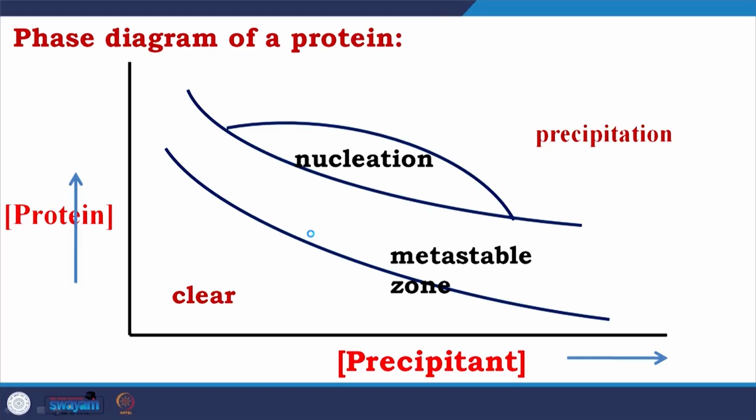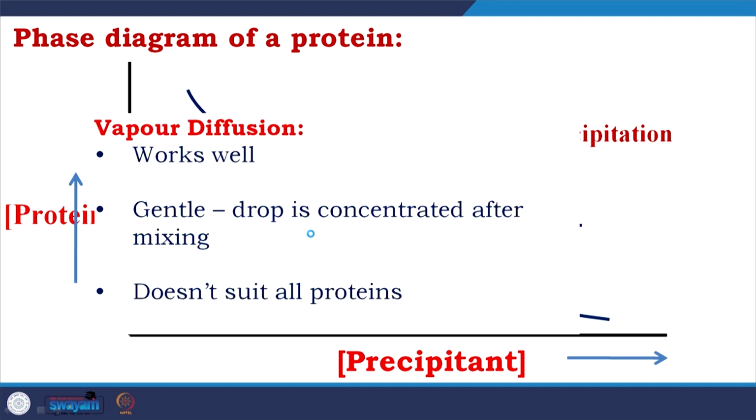This is the very important phase diagram of a protein. We put protein and precipitant. You see there is a clear zone, then the metastable zone, then nucleation and then precipitation. So, vapor diffusion puts you in the metastable zone, works well and is gentle; the drop is concentrated after mixing, and does not shoot out all the protein. It is gentle because you set up a thermodynamically closed system and slowly it works naturally, that is important.